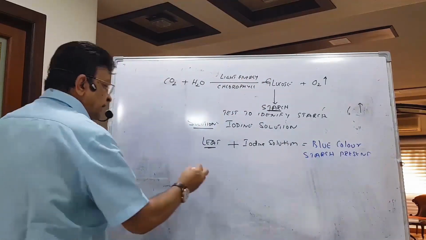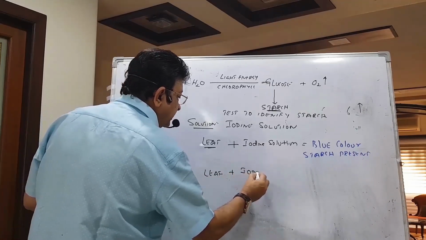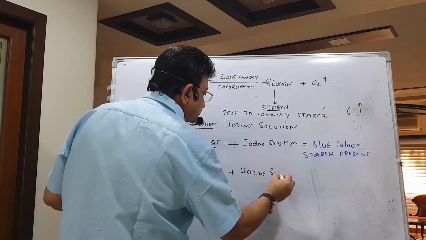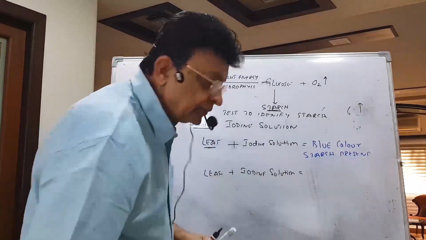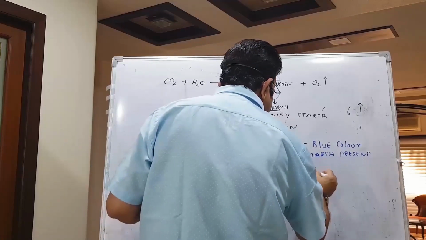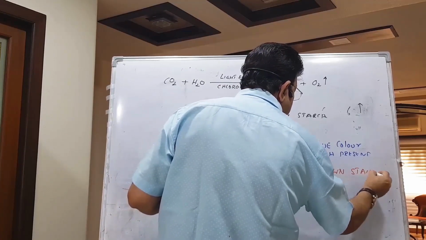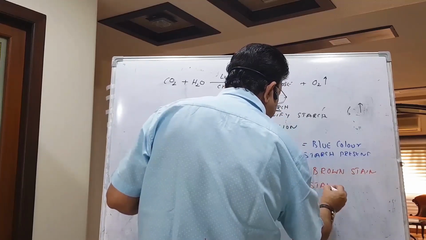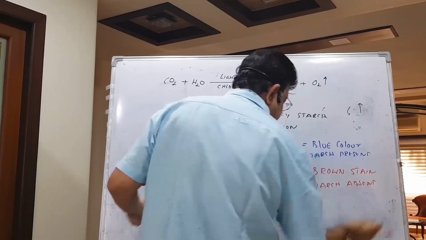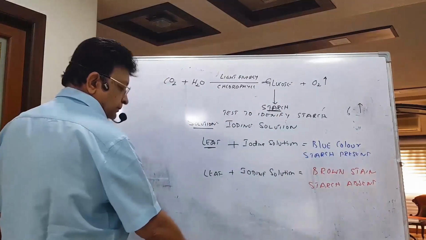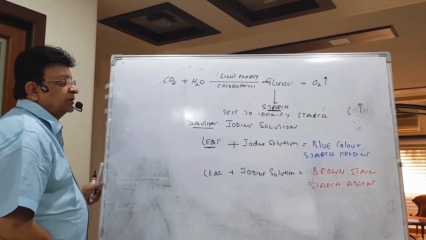And to a leaf, when you add iodine solution, you get a brown stain. You get a reddish brown stain. Brown stain. That indicates that the starch is absent. So now we will begin with our experiments.